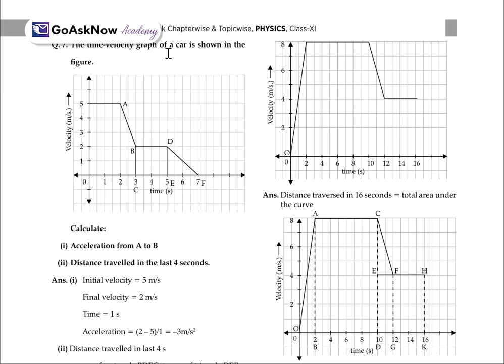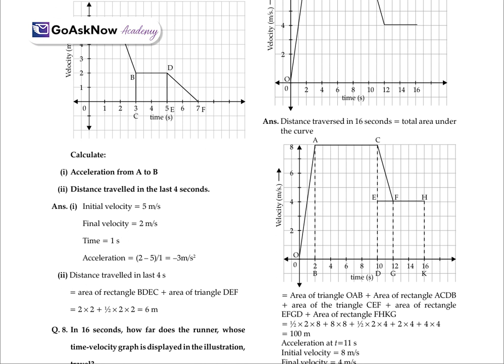The time-velocity graph of a car is shown in the figure like this. What we have to calculate is the acceleration from A to B and the distance traveled in the last 4 seconds. These two things we'll have to calculate. Let's see how. Initial velocity is 5, and final velocity is 2.5, so time is 1 second. Acceleration will be (2 minus 5) upon 1, which equals minus 3 meter per second square.